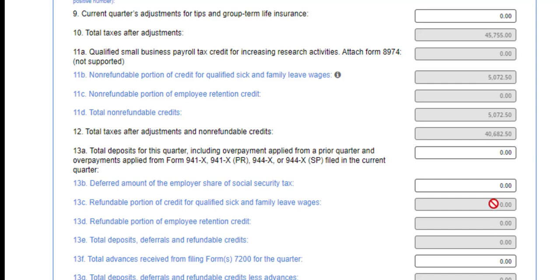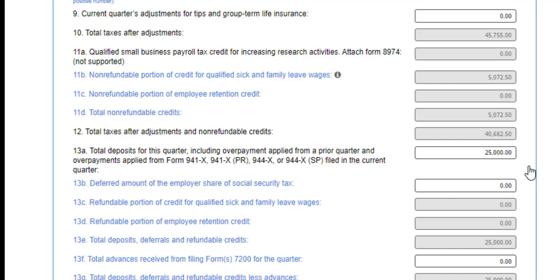Line 13A. In addition to filing Form 941 quarterly, the IRS also requires companies to deposit income and FICA taxes throughout the quarter. While I'll talk about this topic in more detail later, companies generally deposit either monthly or semi-monthly, depending on the size of the company's tax liability during the look-back period. For now, know this line represents total deposits for the quarter, including overpayments applied from a prior quarter and overpayments from an amended Form 941X. Ideally, line 13A should match line 12, so there is no balance due or overpayment, but it's often not the case, and if it happens, it's not a problem.